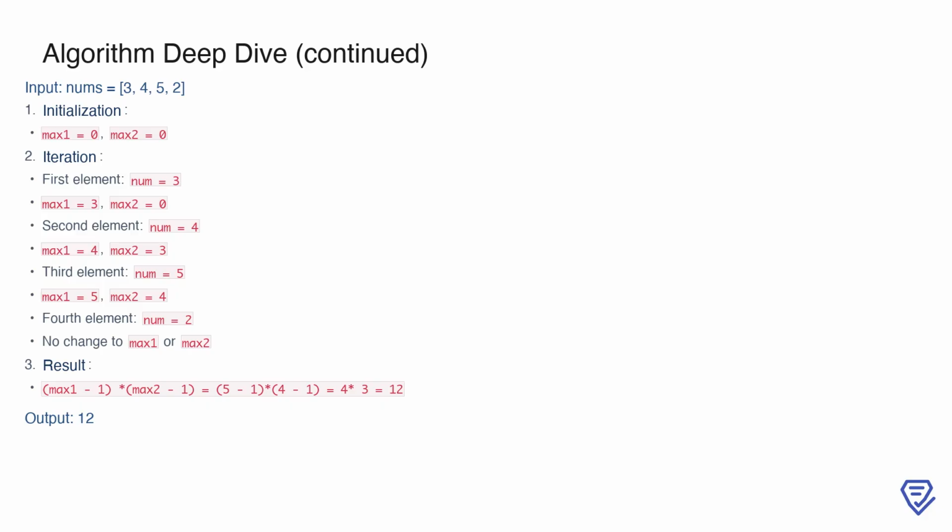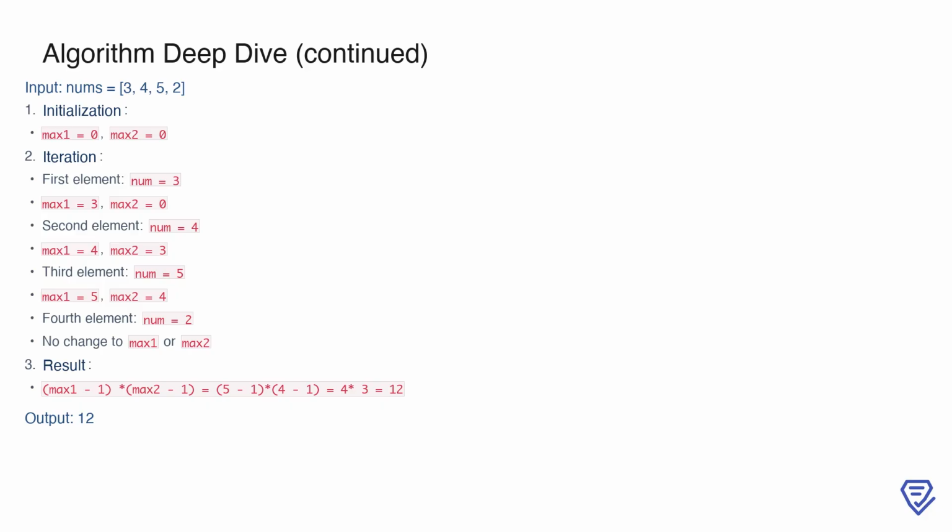The next number is 4, which is greater than max1, so we shift max1 to max2 and set max1 to 4. The third number is 5, which is greater than max1, so we update max2 to 4 and set max1 to 5. The last number is 2, which is smaller than both max1 and max2, so no updates are made.